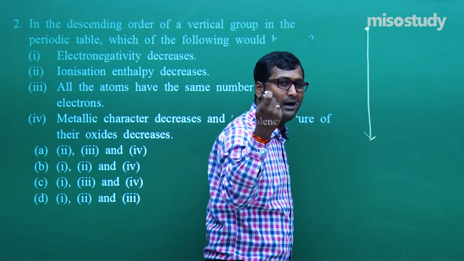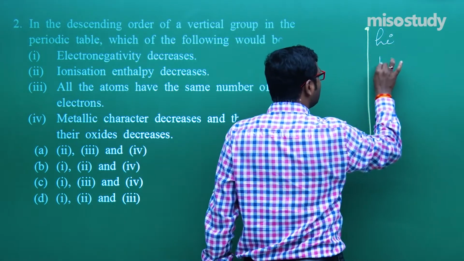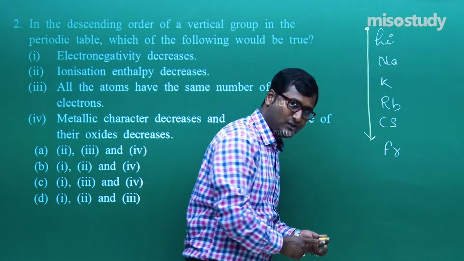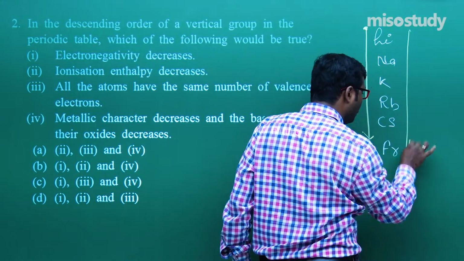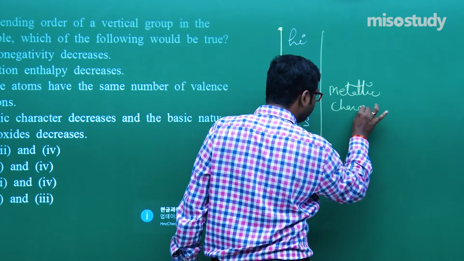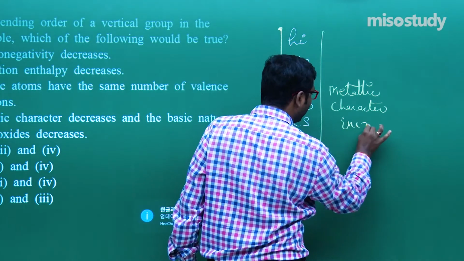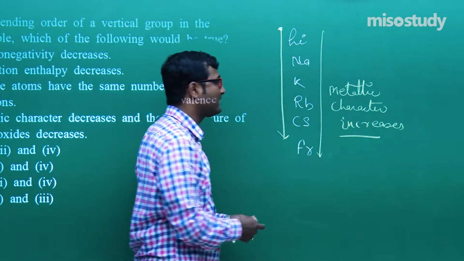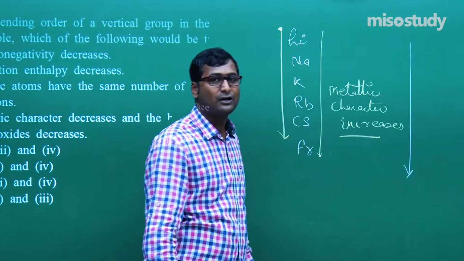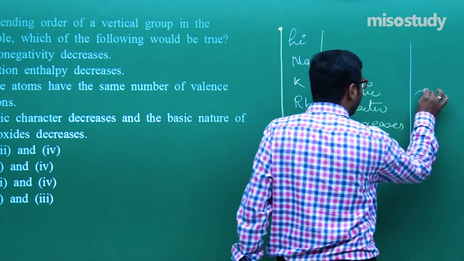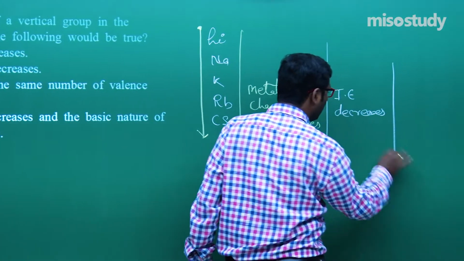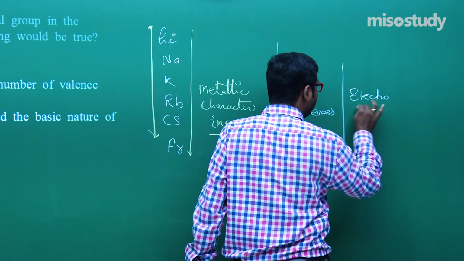Electronegativity: suppose I take the example of the alkali metals, that is lithium, sodium, potassium, rubidium, cesium and francium. As we all know, if we move down the group, what will happen? The metallic character increases. Yes sir, metallic character increases. If metallic character increases, that means electropositive nature increases, that is, the ionization energy decreases.